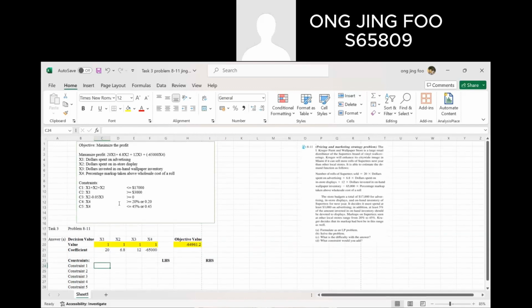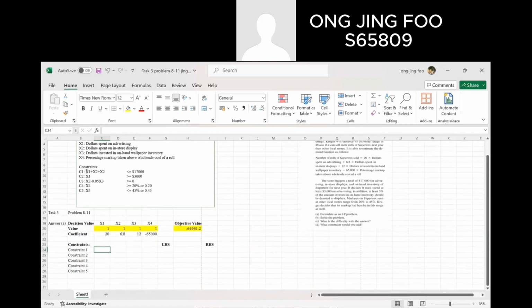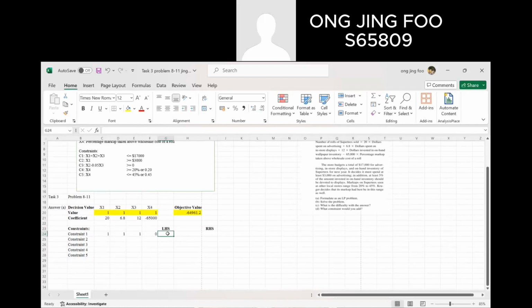Look back at the information we made before, and you can see our constraint one we have used x1, x2, and x3, right? So in this table, under the constraint one, because we have used it before, we just put one, and x2 and x3 we also use, so we also put one, but x4 we didn't use it, so we just put 0 for it. We don't know the value of our left hand side, so we highlight it first.